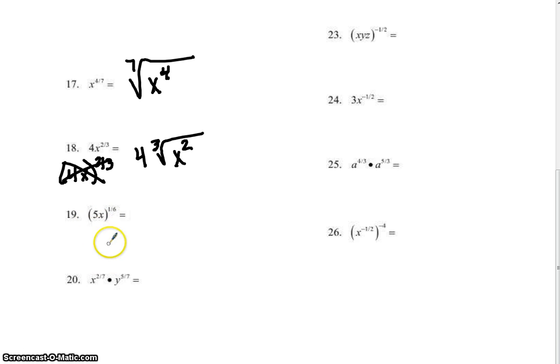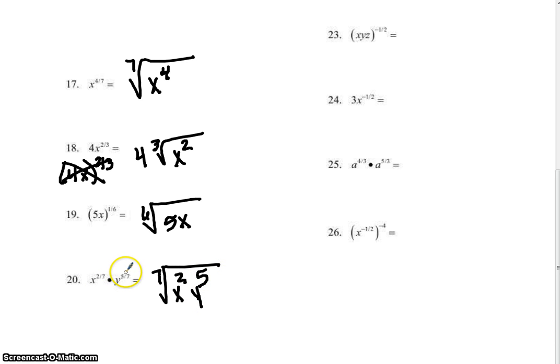This time the 5x is all in parentheses, so it's all going to be under your root. So we've got the 6th root of 5x to the 1st. Both of these are the 7th root. We have x squared and we have y to the 5th. Remember that the numerators are going to stay as exponents.